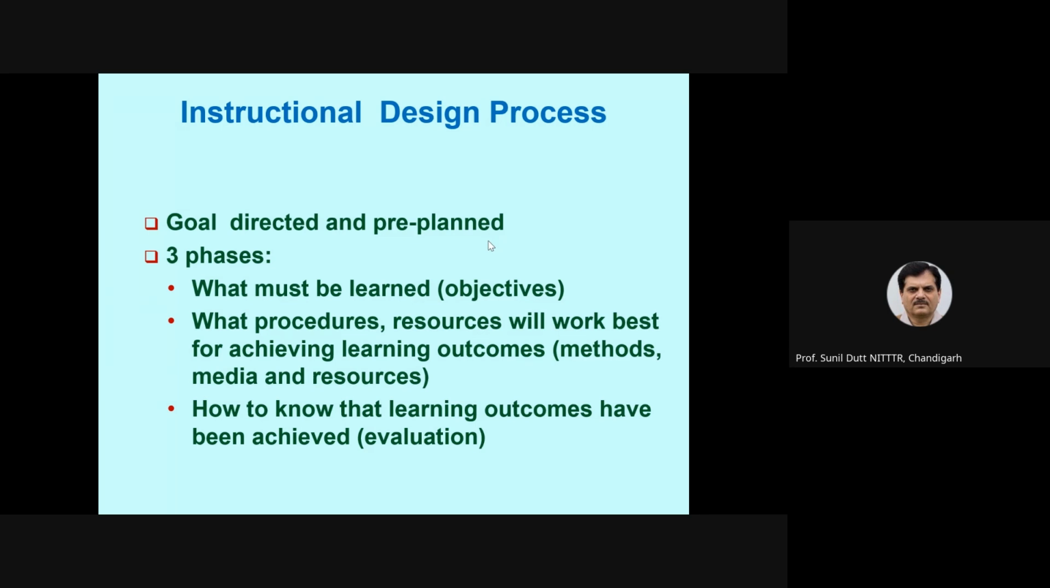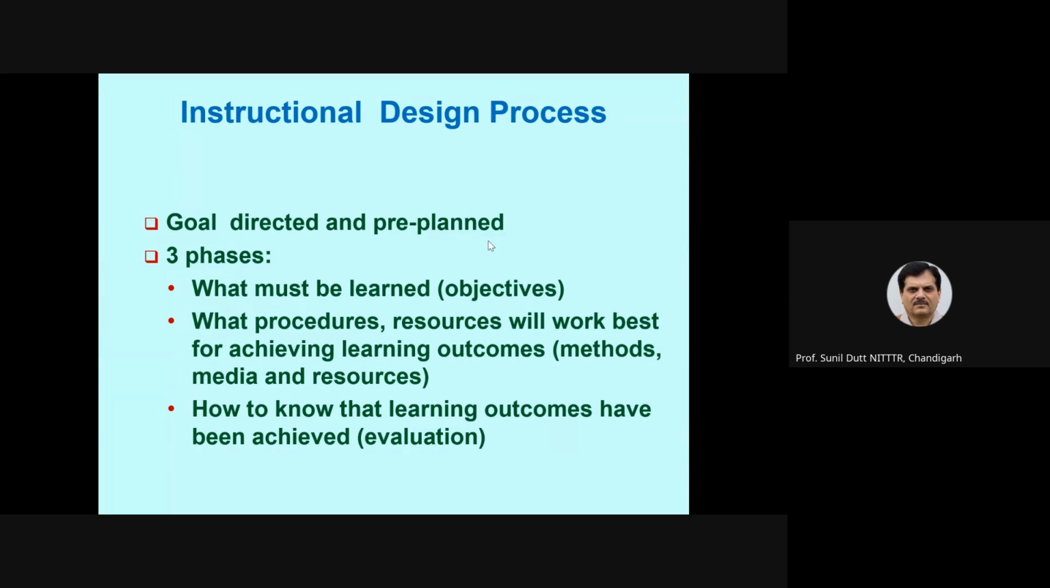Firstly, what must be learned? That is the objectives. Now, from the students' point of view, the learning outcomes. And what is a learning outcome? It is a sentence or statement which describes what the learner will be able to do at the end of a unit of instruction. This is one.